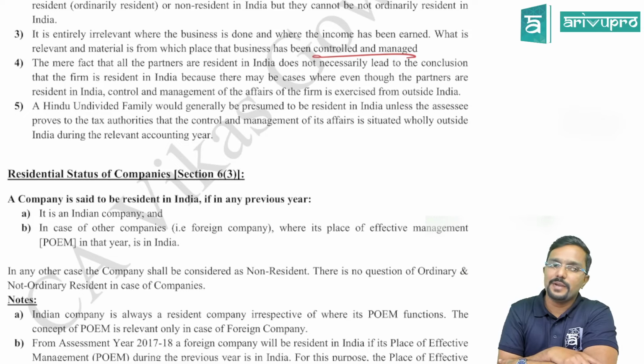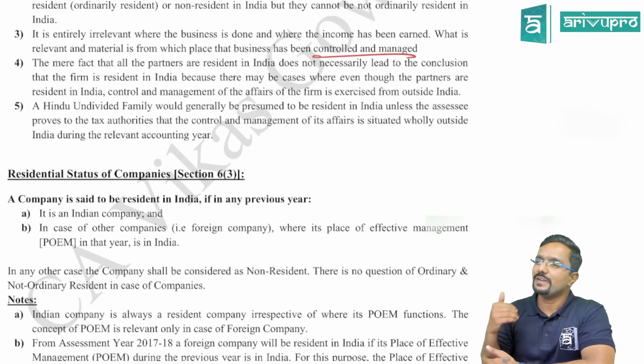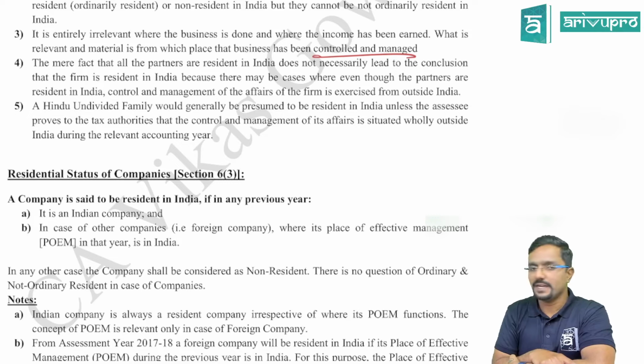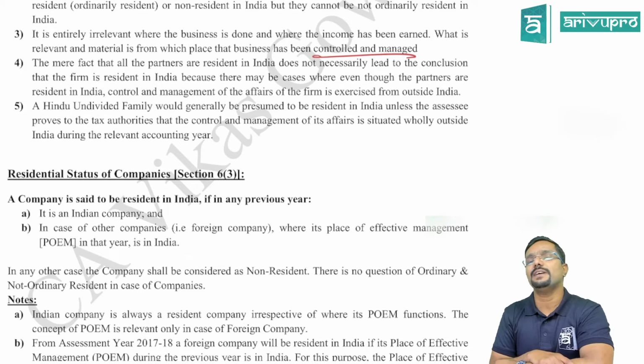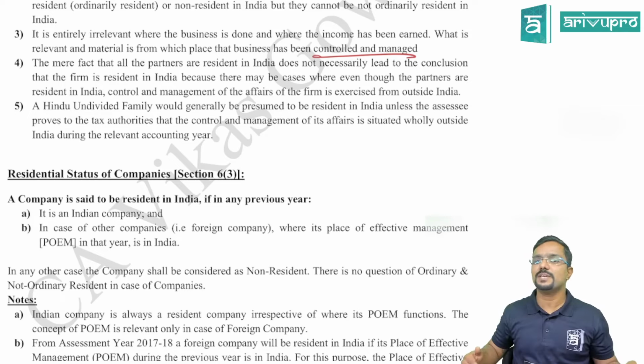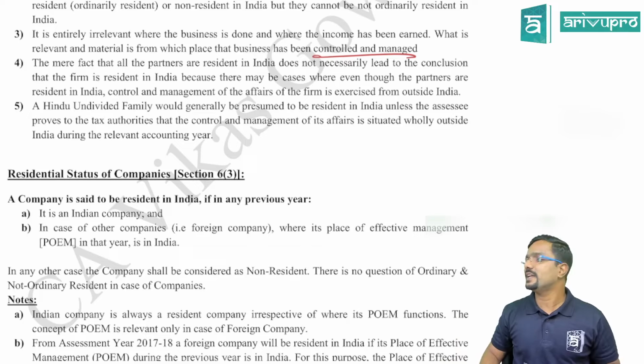Next, coming to HUF. A Hindu undivided family would generally be presumed to be resident in India because of its existence in India. So we will understand that it is always resident in India unless the assessee proves to the tax authorities that the control and management of the affairs is situated only outside India during the relevant accounting year. But for exam sake, they may twist and turn the question. But normally HUF is considered to be resident in India.